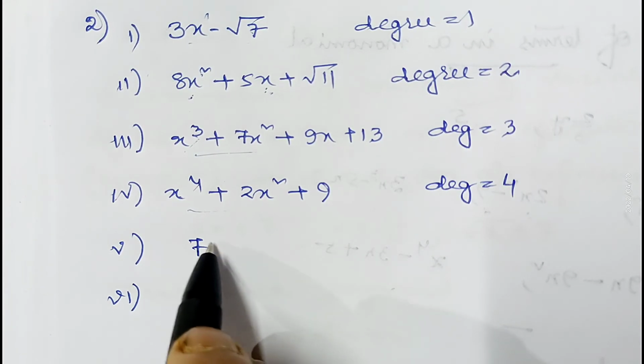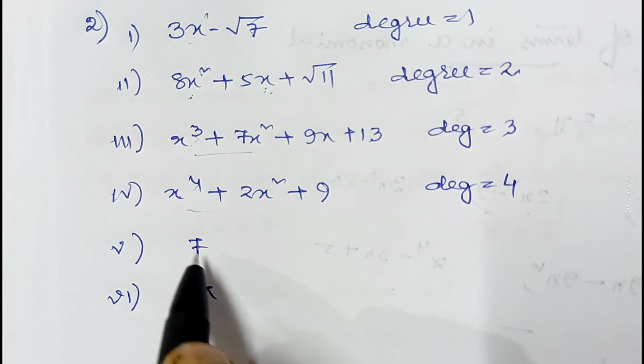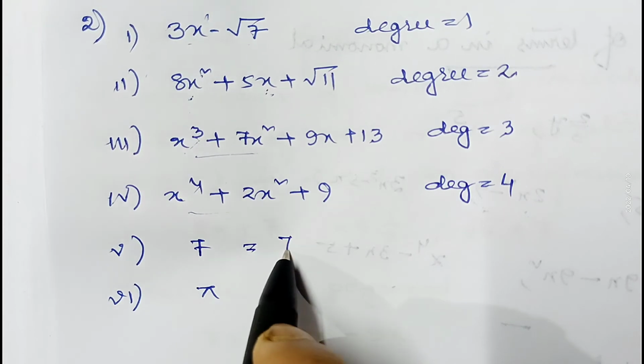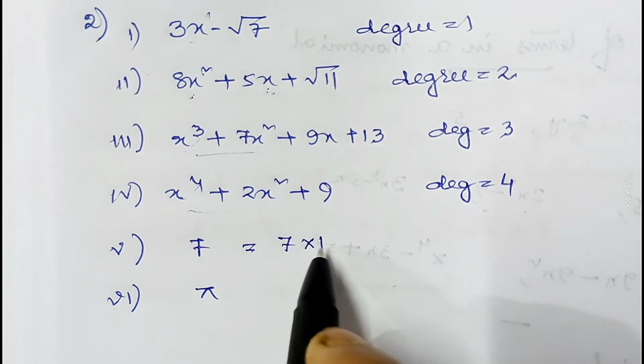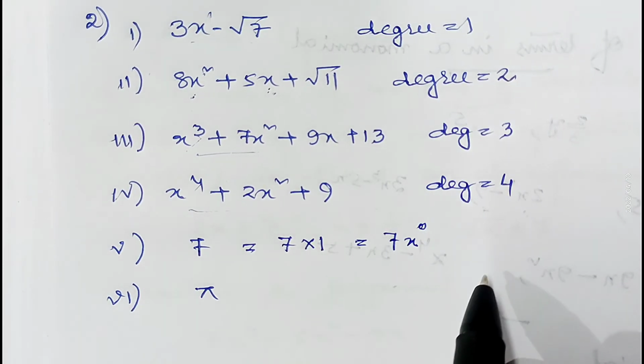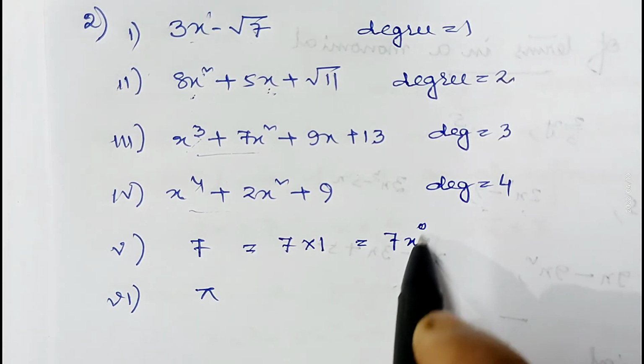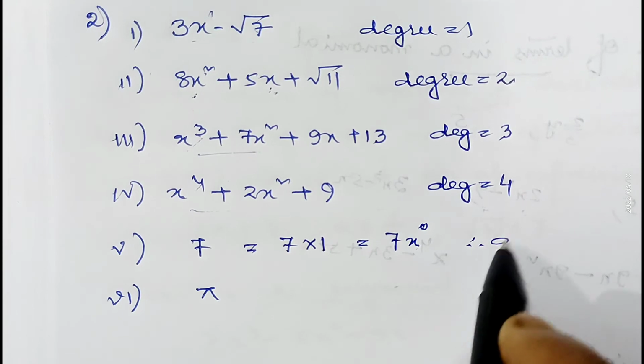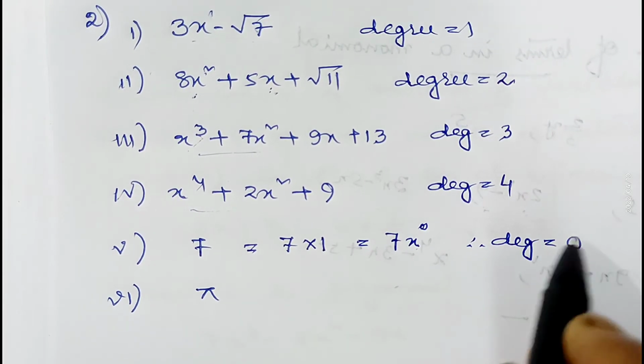In this case, here you cannot see any variable because 7 is a constant number. It can be written as 7 into 1. And we know 1 can be written as x to the power 0, so 7 x to the power 0. Since here power of the variable is 0, therefore degree equals to 0.